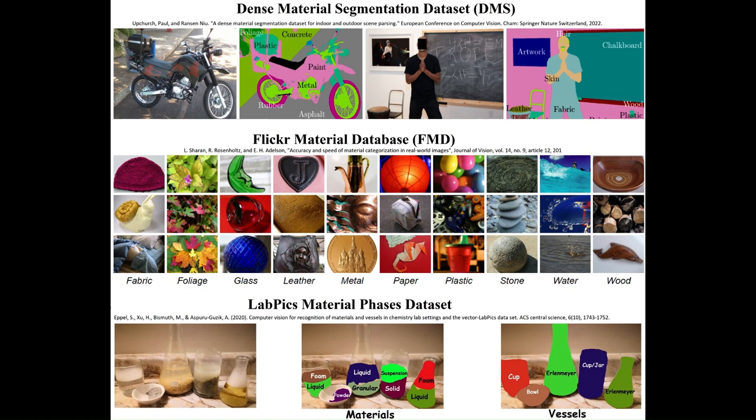Previous studies on image recognition for materials have focused on material classification and property prediction for a given set of classes like metal and plastic, or liquids and solids. The limitation of these approaches is that they can only work on the classes and properties they were trained on.